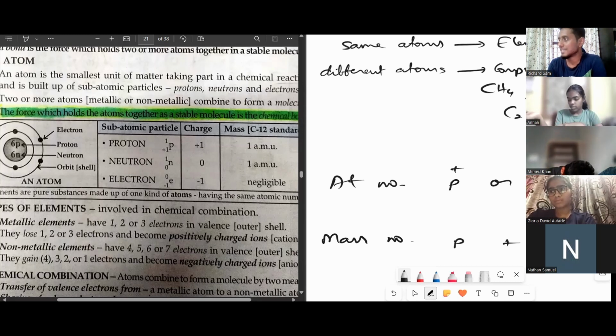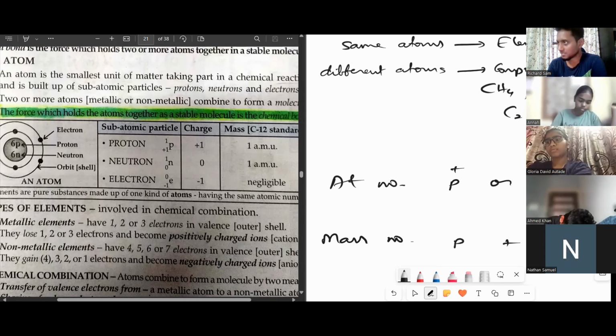Hardly any difference. That's how an electron is. If you add the mass of an electron, it's not going to make any difference because its mass is negligible. So when we're finding the mass of an atom, we only add protons and neutrons. Clear, everyone?